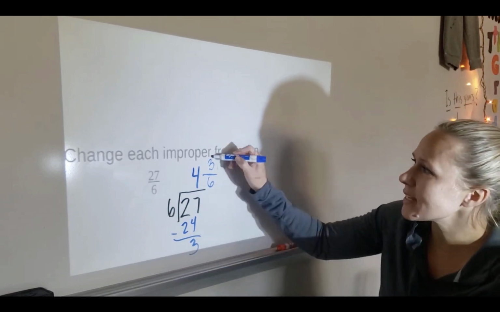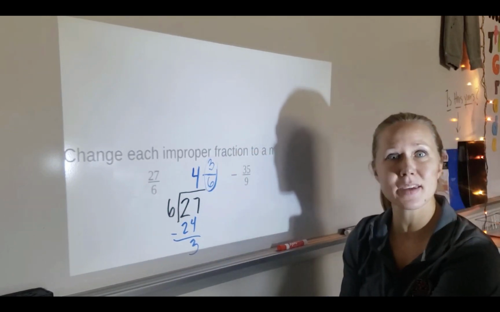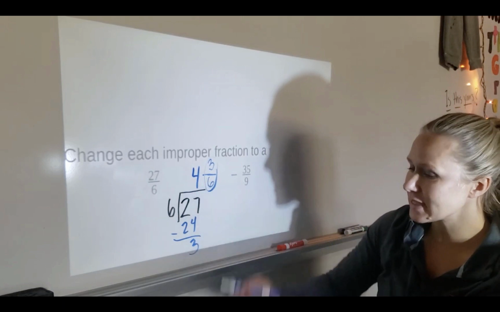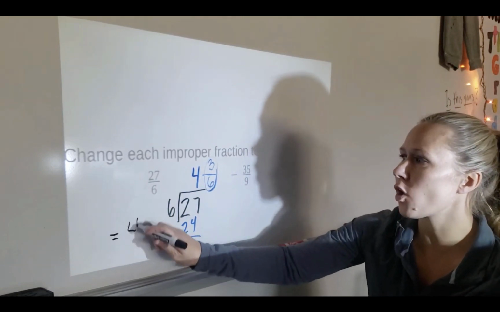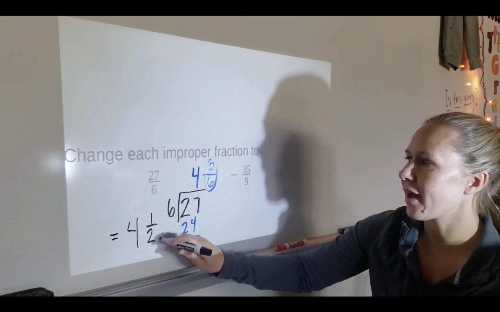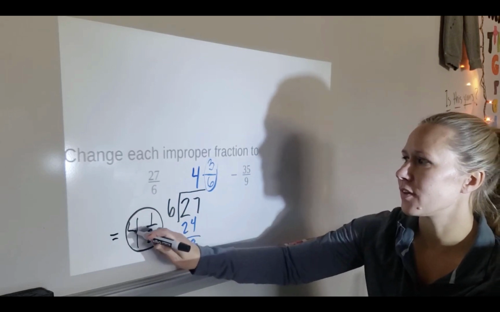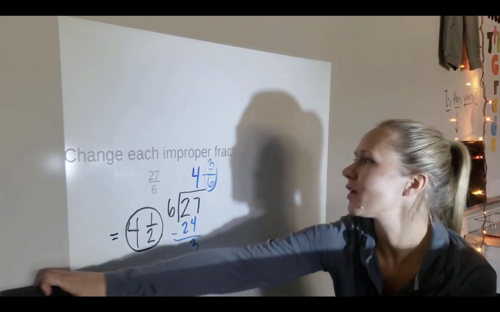Okay, can I leave my answer like that? No, because 3/6 can be simplified. That's the same thing as a half. So really this is equal to 4 and 1/2. Very nice. Okay, we've got it.